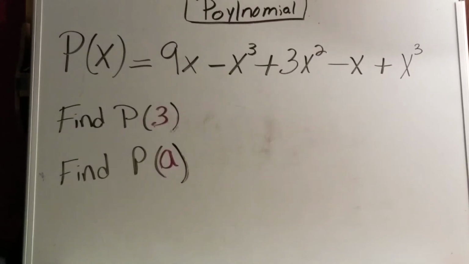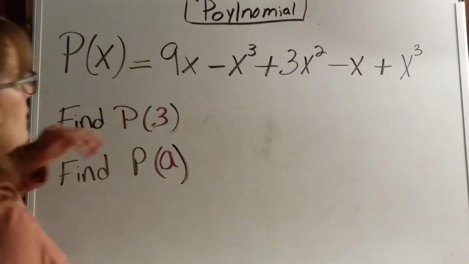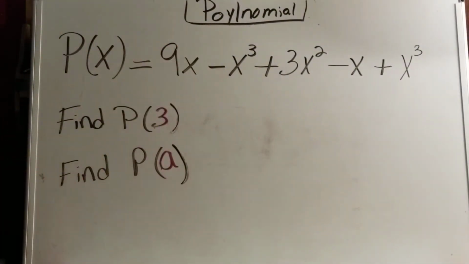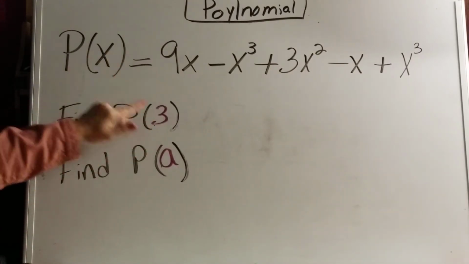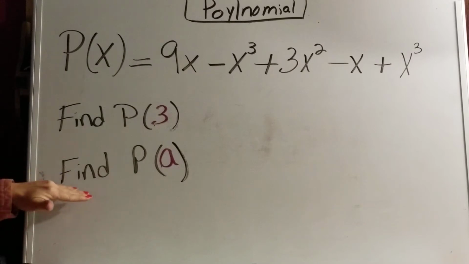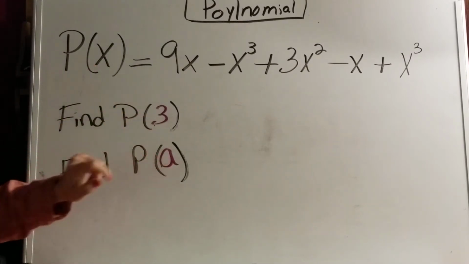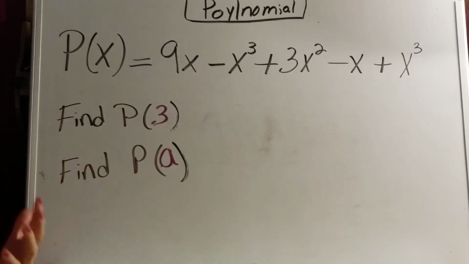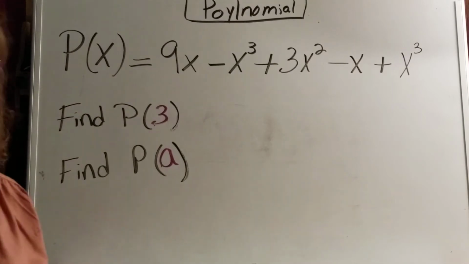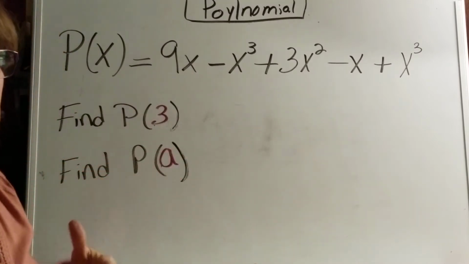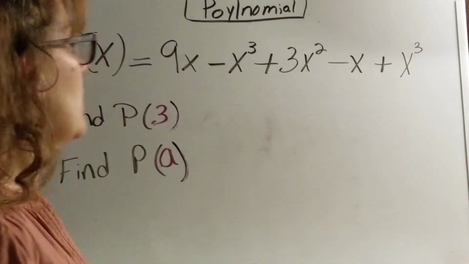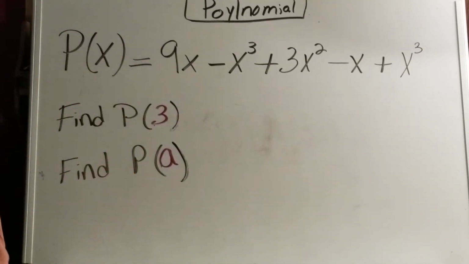So we have this function called p, and it's p of x. We're working in the variable x. And we have these two questions. We want to find when p of x is 3, and we want to find when p of x is a. So we're going to plug these in, but there's something I noticed about the equation, that there's a lot going on, and sometimes it's easier if we clean that up and then start plugging in.